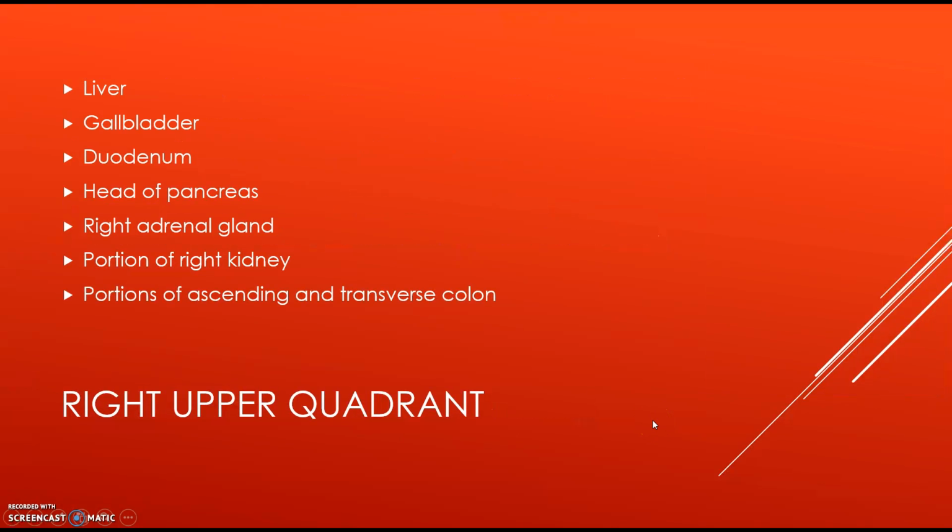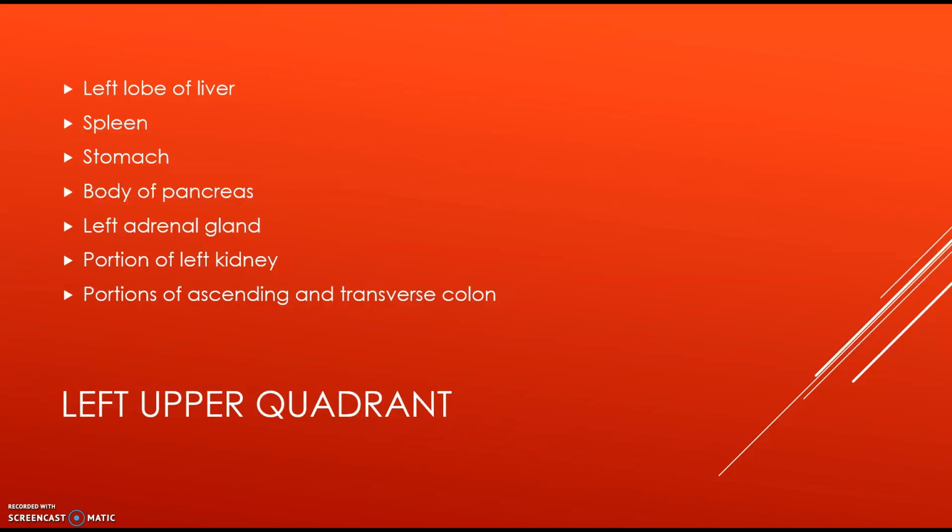In the right upper quadrant, these are the organs: the liver, the gallbladder, the duodenum, head of the pancreas, right adrenal gland, portion of the right kidney, and portions of the ascending and transverse colon. You would not have to, for a final exam, be able to identify which quadrant the specific organs are in. I wouldn't have you do that.